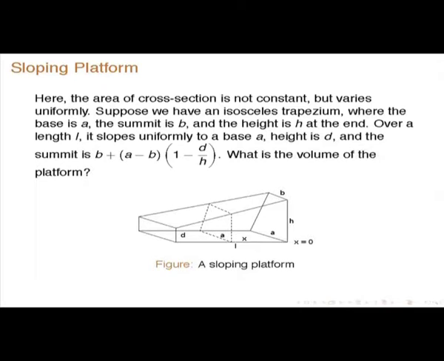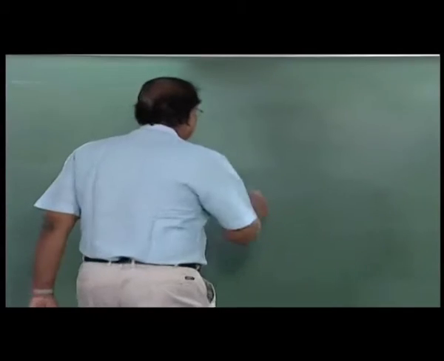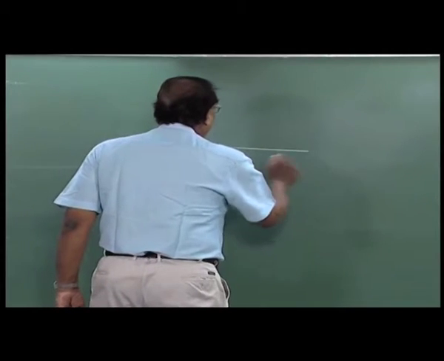He has talked about that. Now, he is talking about a new thing. The area of cross section is not constant, but varies uniformly. See, suppose we have an isosceles trapezium where the base is A, the summit is B and the height is H at one end, and over a length L it slopes uniformly to a base A, height D and summit B plus (A minus B) into (1 minus D by H). So, what is the volume of the platform? In fact, where it is posed is the following. So, one starts with a uniform cross section.